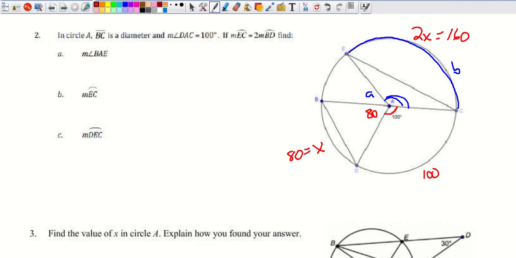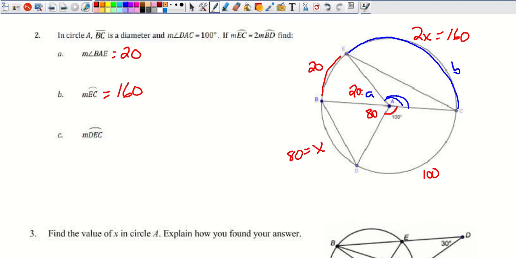And that means that this arc over here from E to B has to be 20, which means this central angle is 20, and we can answer some questions. So angle BAE is equal to 20 degrees. Arc EC, we already figured out, was going to be 160 degrees.